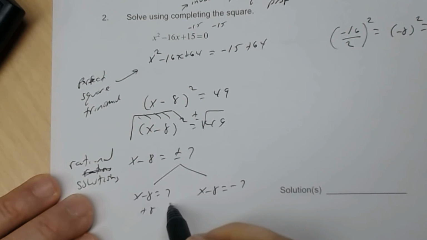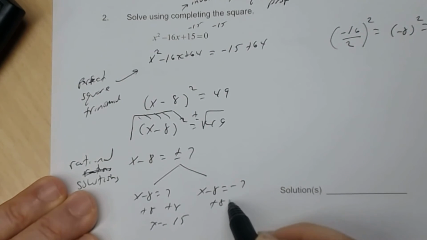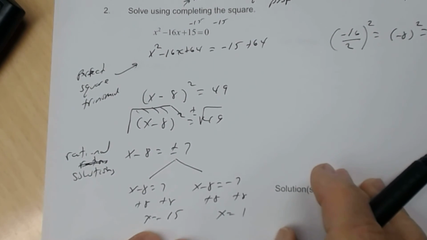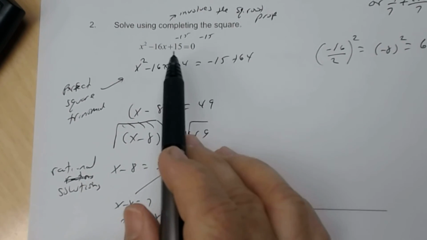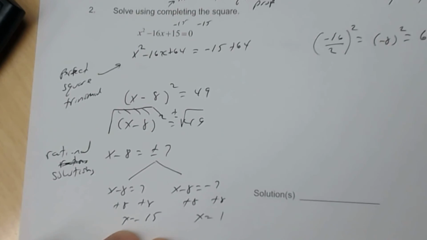And so I'm going to add 8 to both sides. So x is going to be 15. I'm going to add 8 to both sides here. x is going to be 1. So the solutions to the original problem are 15 and 1.